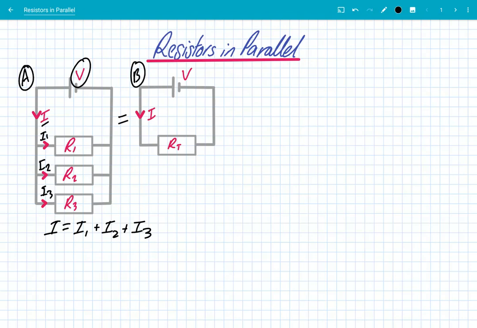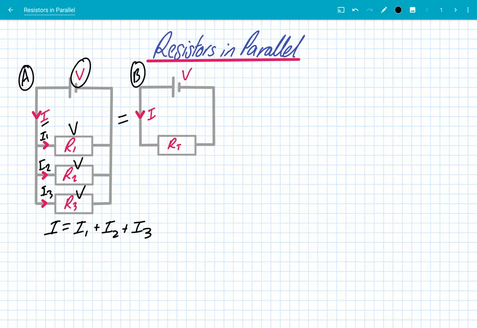So we know the currents, but we also know, because of Kirchhoff's second law, that the sum of EMFs in a loop is equal to the sum of the potential differences in a loop. Therefore, the potential difference across each of these resistors here is V. It's the same for every single one.